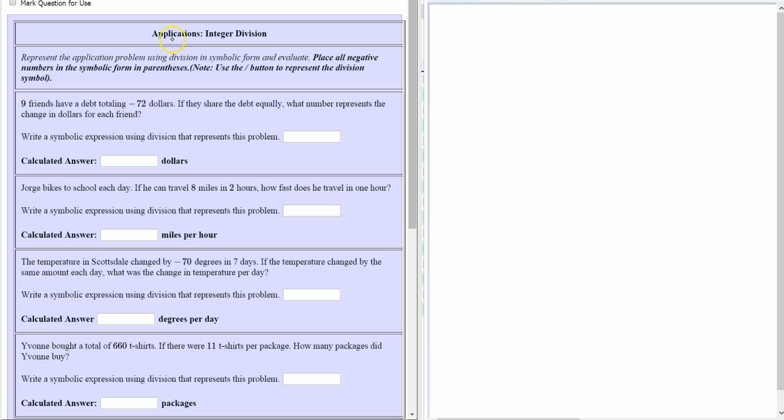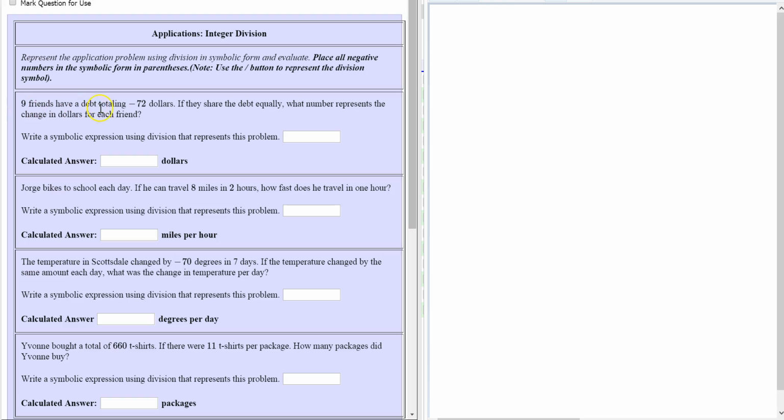In this example, we're going to look at applications of integer division. Represent the application problem using division in symbolic form and evaluate. Place all negative numbers in the symbolic form in parentheses, and there's also a note that you should use the backslash button to represent the division symbol. So the backslash button on your keyboard is the same as the question mark button, you just don't have to hit shift. So let's look at the first problem.